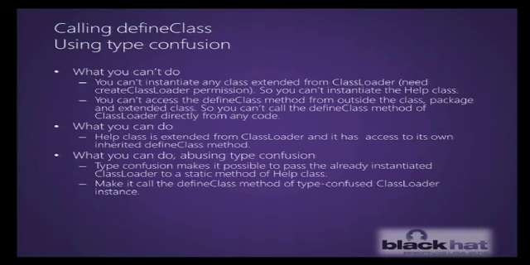If you don't have any type confusion, you can't instantiate ClassLoader from any class extended from ClassLoader, and you can't access the defineClass method from outside of the code, even though you have the instance of that ClassLoader. What you can do is that a helper class is extended from ClassLoader, and it has access to its own inherited defineClass method. And using this type confusion method, you are just passing an instance of the ClassLoader, and you just make the call from that.